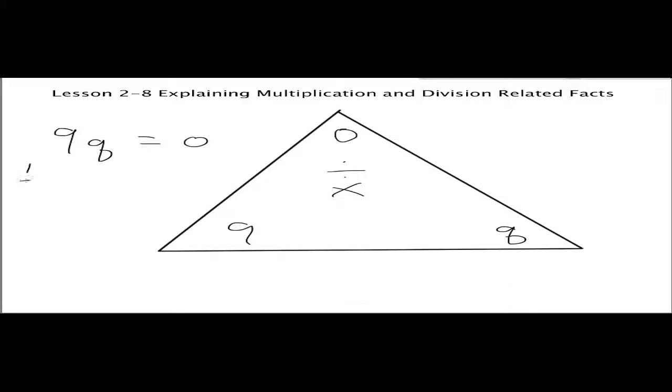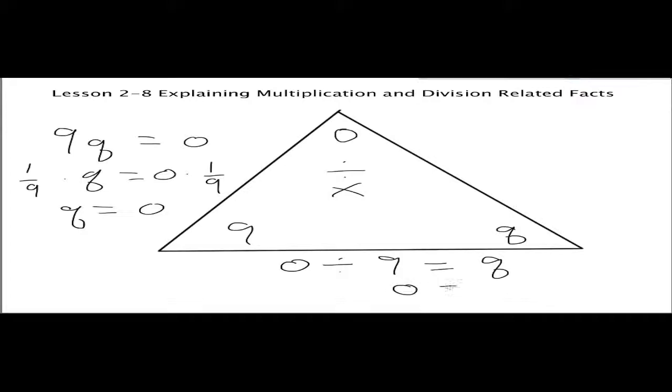Over 9 times q equals 0 times 1 over 9, and so q equals 0. And my math facts tell me this as well, that 0 divided by 9 is equal to q, and 0 divided by 9 is 0, so I get again that 0 equals q. So those are some of the math facts we can pull out of this for this type of a problem.